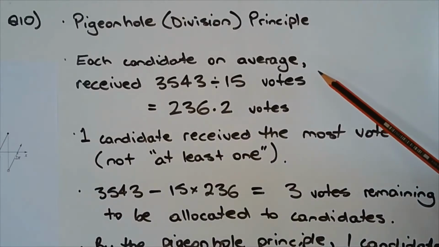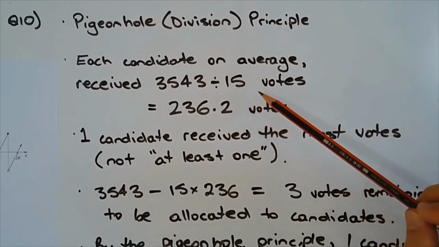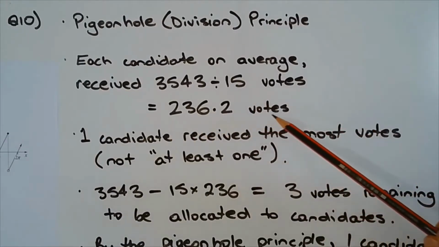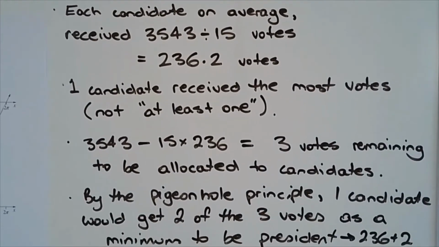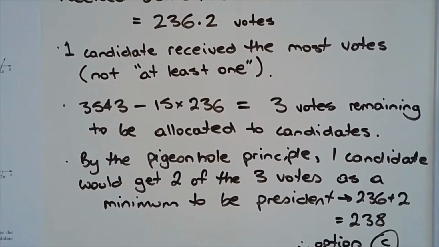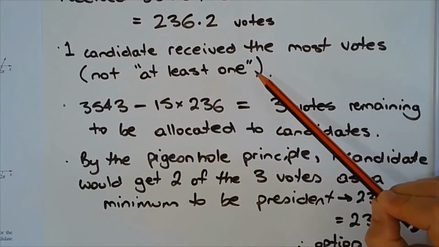Now, each candidate on average received 3,543 divided by 15 votes, which equals 236.2 votes per candidate. But the number of votes cast is an integer, not a decimal. And one candidate was the winner and got voted president, which means that candidate would have received more than 236 votes. So I would like to find out how many more votes that candidate would have received, at least as a minimum, to have been voted the president. Something else to be mindful of as well: one candidate received the most votes, not at least one, which means there was a clear winner.